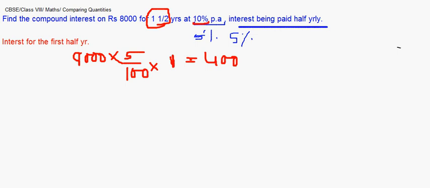So we will again be calculating the amount at the end of the first half year. Amount at the end of first half year will be the principal plus the interest, and that's ₹8,400.